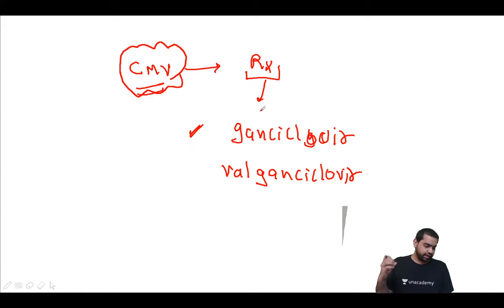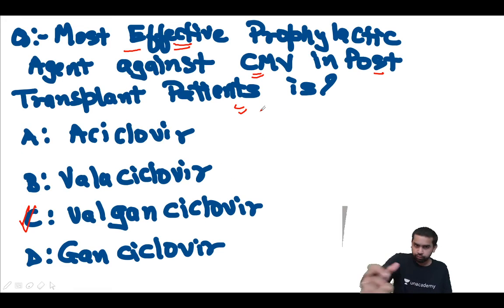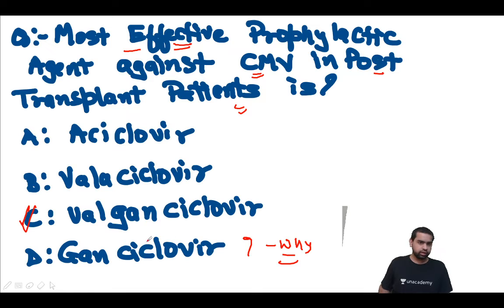But can anybody please tell me why we were not giving ganciclovir for prophylaxis? Why is the answer here not ganciclovir? Because ganciclovir is a better drug, right? So why don't we give ganciclovir as a prophylactic agent? Can you please tell me? Priyanka, yes, absolutely correct. The drug of choice for cytomegalovirus is ganciclovir. But why were we not giving ganciclovir as a prophylactic agent?